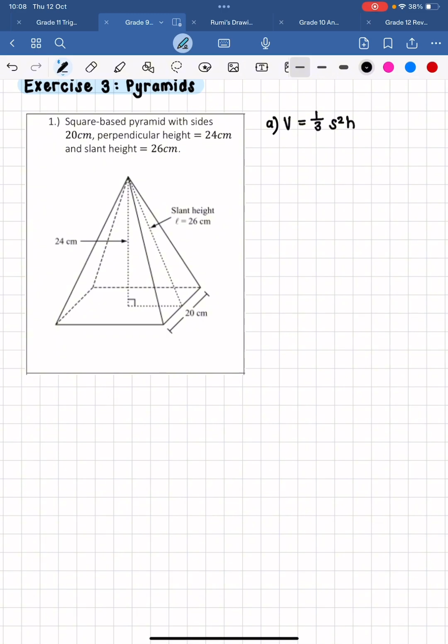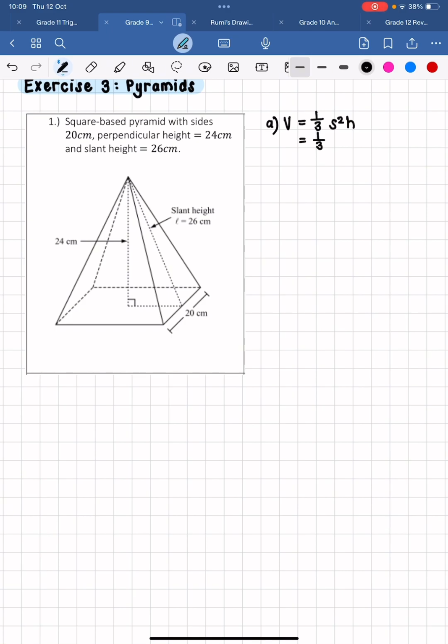Guys, do we have those values that we need? Do we have the side length of the base? Can someone confirm or deny, please? Do we have the side length of the square there? Yes. And do we have the perpendicular height of the pyramid? Yes, it's 24. All right, so we don't need to calculate anything before we can do this.